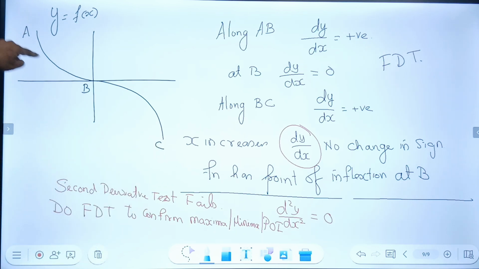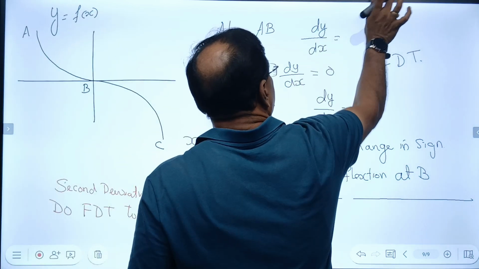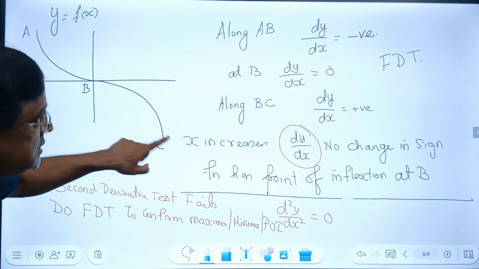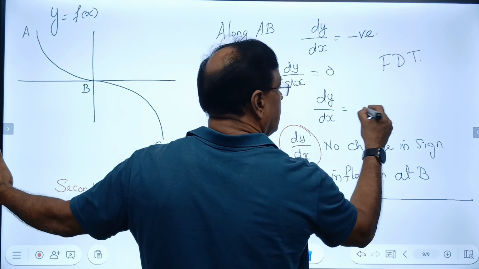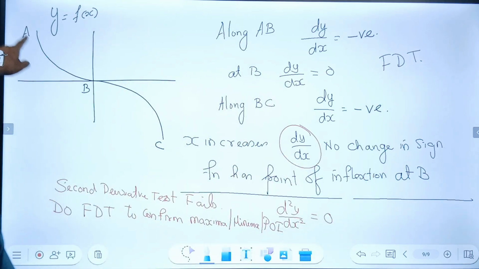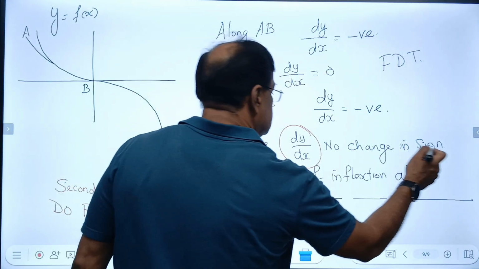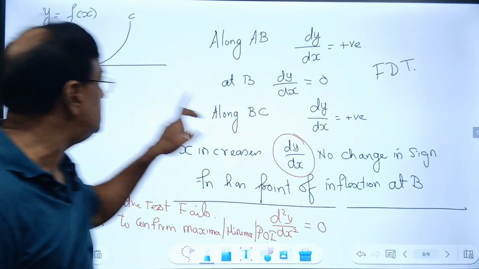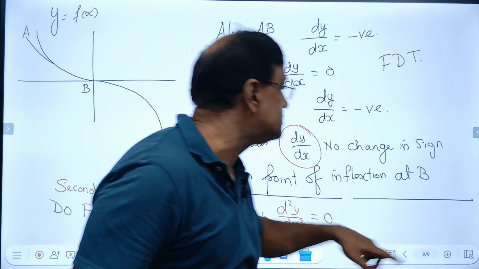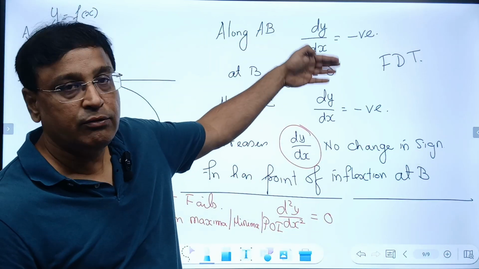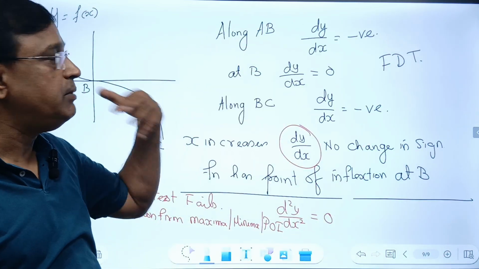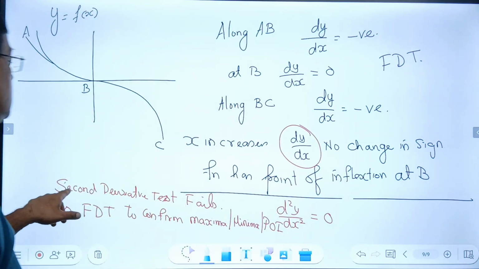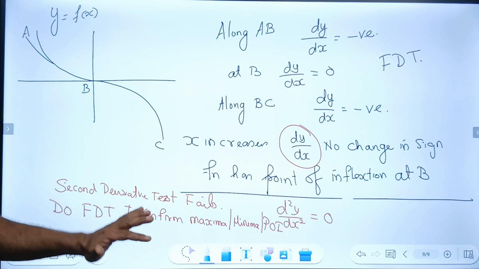Along AB, the function is decreasing, so dy by dx will not be positive, but negative. Now, along BC also dy by dx is negative. So when x increases, there is no change in the sign of dy by dx. Therefore, it has a point of inflection. So it can be like this, or it can be like this. The slope need not change from negative to positive or positive to negative. It can be positive to positive, negative to negative. It has a point of inflection. Here also you can say the second derivative test will fail.